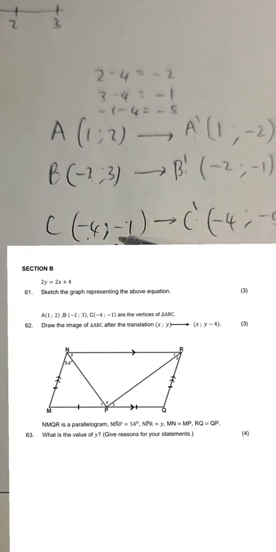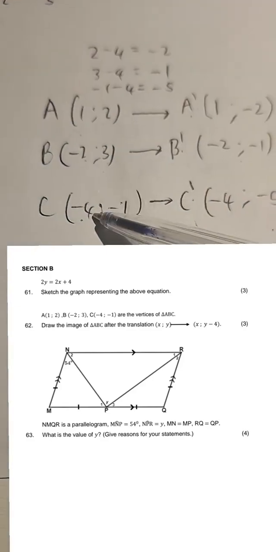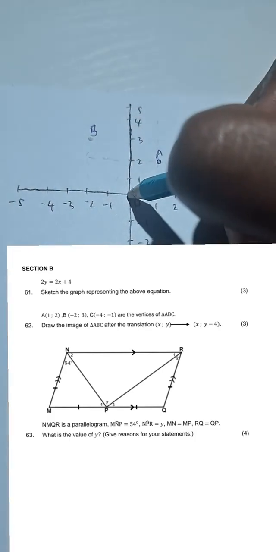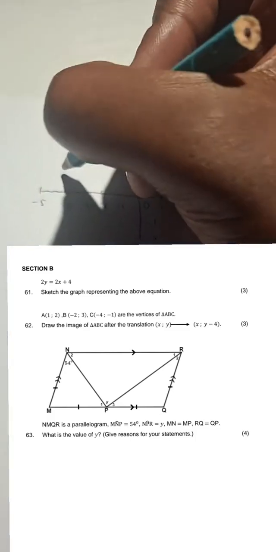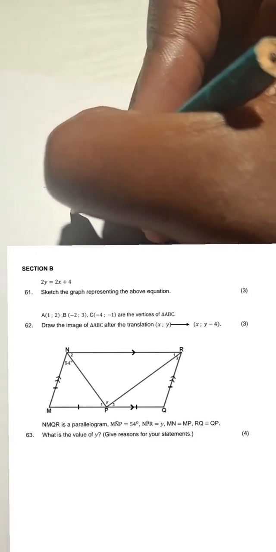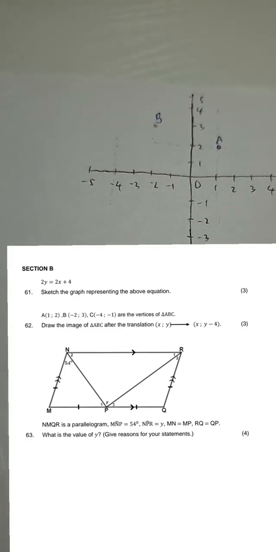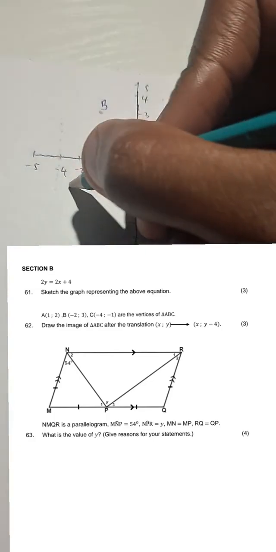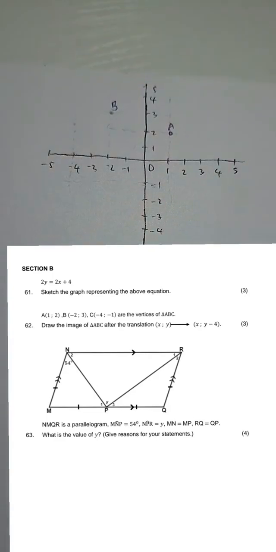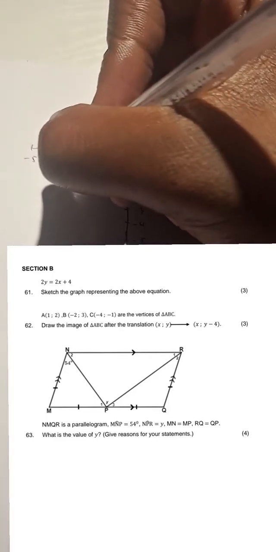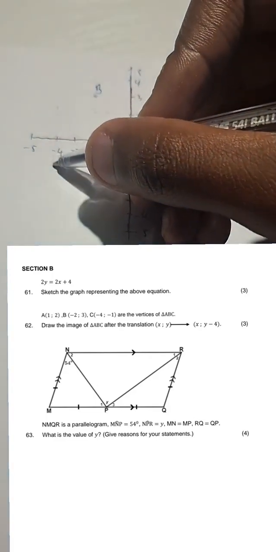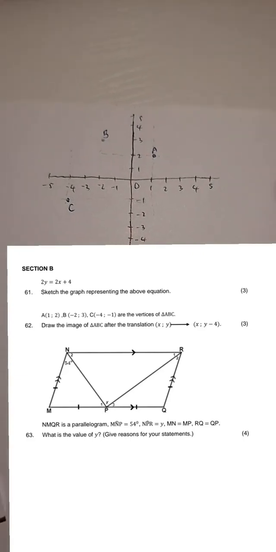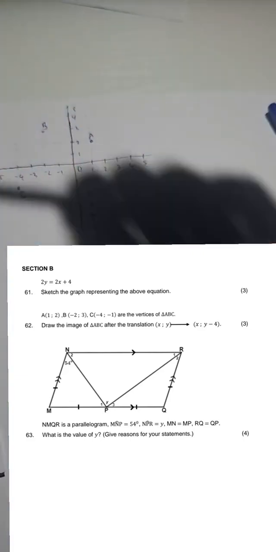Then let's go to negative 4 and negative 1, where x is negative 4 and y is negative 1. Where is x, which is negative 4? It is here, everywhere on this vertical line. Then y is negative 1, everywhere on this horizontal line passing through negative 1. So where do the two meet? The two meet here. X negative 4, y negative 1. That is C.